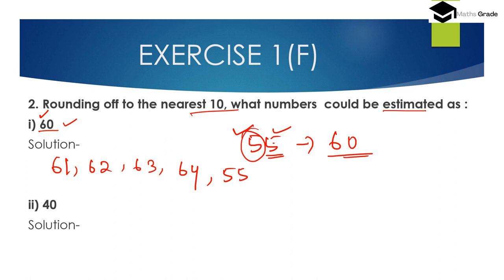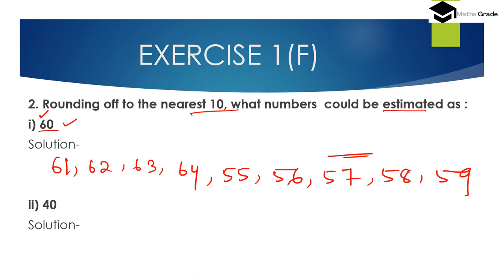So it will be 55, then 56, 57, 58, and 59. Here in 56, 6 is more than 5, so we have to add 1 to the tens place digit. This 5 changes to 5 plus 1, that is 6, and the 6 changes to 0. So 56 rounded to the nearest 10 is 60. And 57 rounded to the nearest 10 will be 60 because 7 is more than 5. And 58 rounded to the nearest 10 will be 60 because 8 is more than 5. And 59 also rounded to the nearest 10 is 60 because 9 is more than 5.